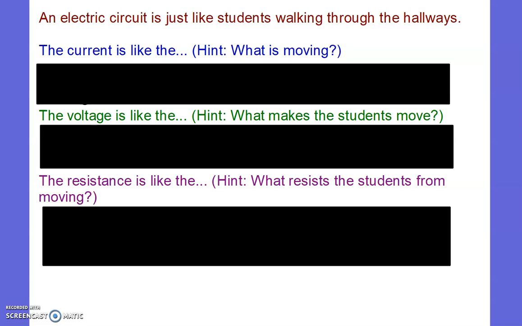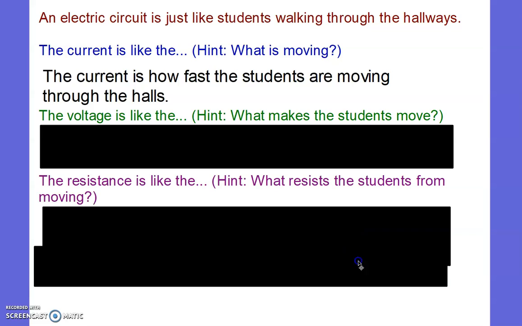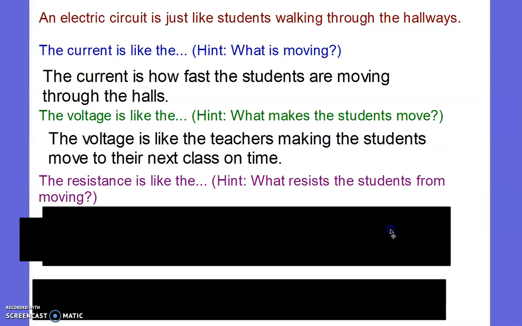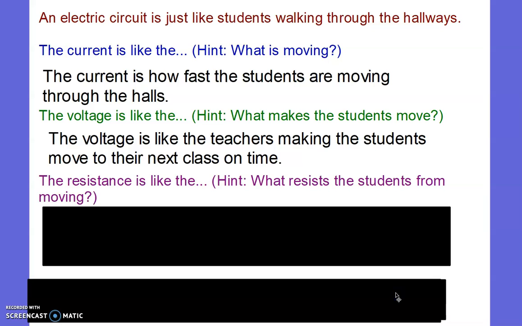Now, to create an analogy here of all of this and what we've been talking about, let's kind of compare electric circuits to us walking through the hallways. And so the current in this case would not be the moving of electrons, it would be how fast the students are moving through the hallways. So the current tells us how fast, in this case, how fast the students are moving. The voltage would be like the teachers who make the students move to their next class on time. So remember, voltage is what makes the electrons move. So in this case, what's making the students move is the teachers.